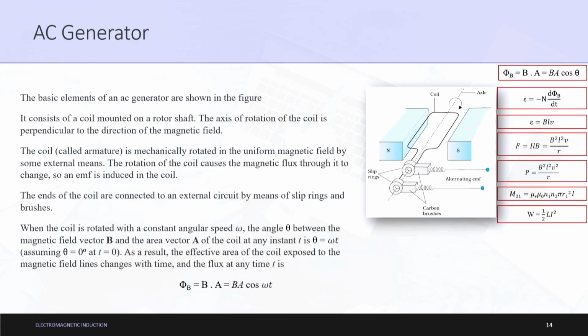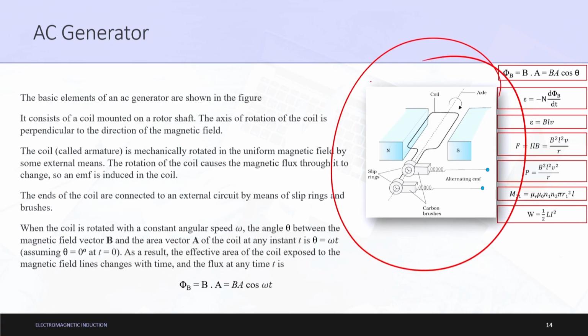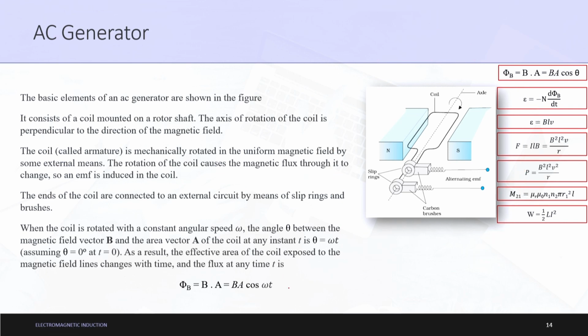Now a quick recap of AC generators. This was the typical diagram of an AC generator here. We already know that only these first two formulas written towards your right-hand side were used for finding out the EMF induced due to a generator.